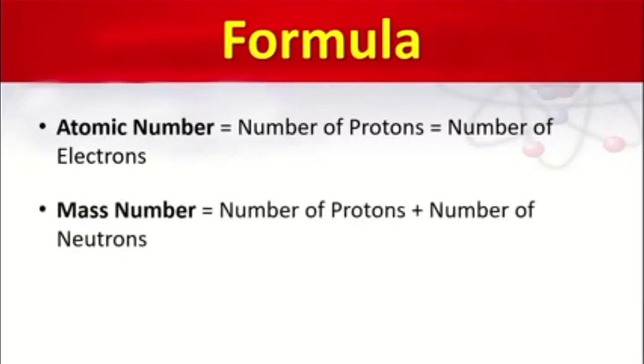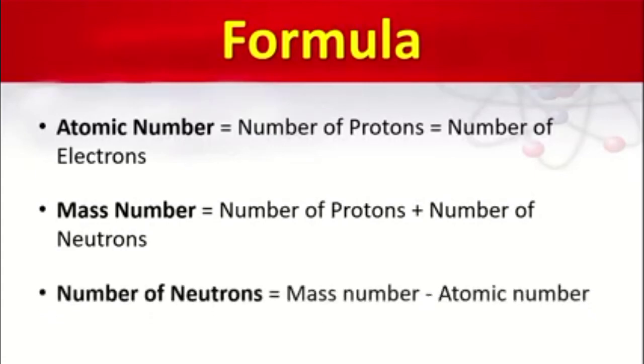Together, the number of protons and the number of neutrons determine the element's mass number, or mass number equals the sum of protons plus the neutrons. Now, if you want to calculate how many neutrons an atom has, you can simply subtract the number of protons or atomic number from the mass number.